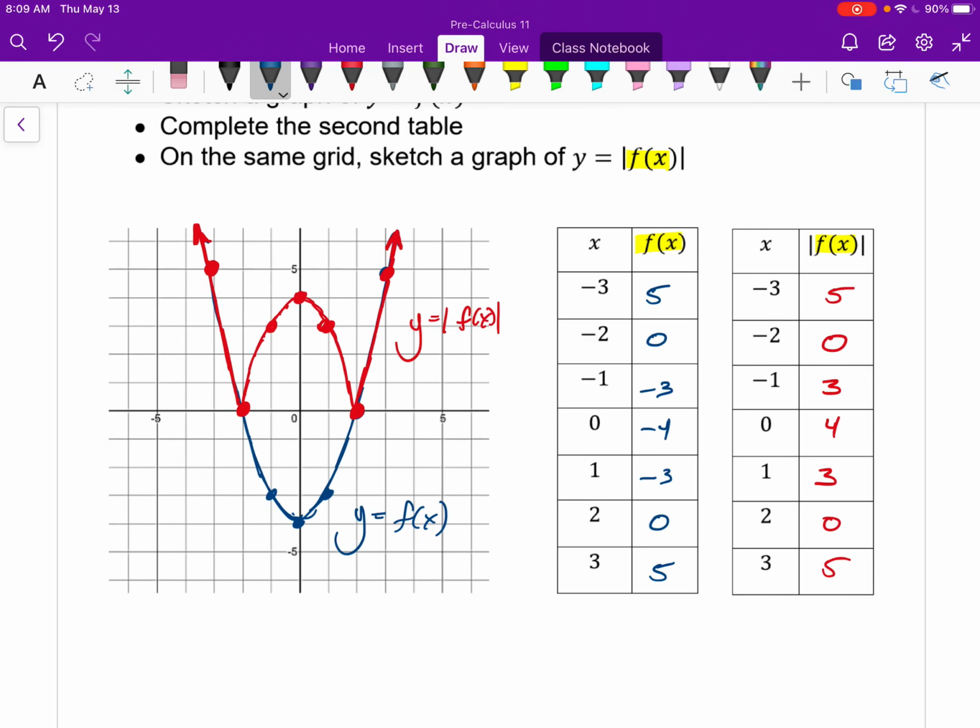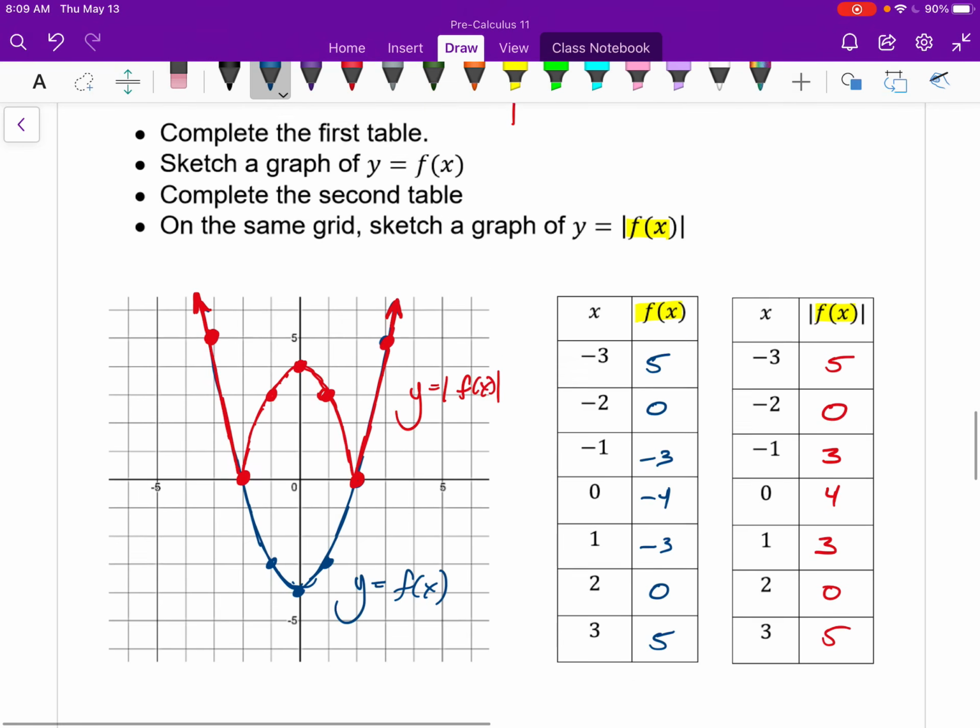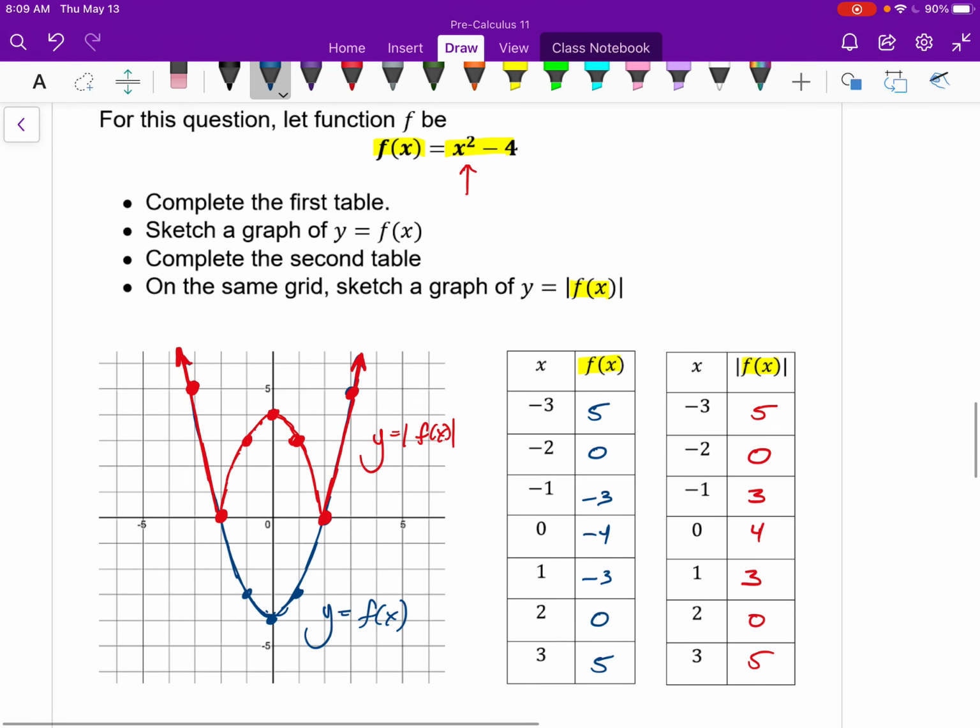And there we go. And so this leads into the next lesson. What we see in red is the graph of the absolute value of f of x, or the absolute value of x squared minus 4. All right, and we'll stop there.